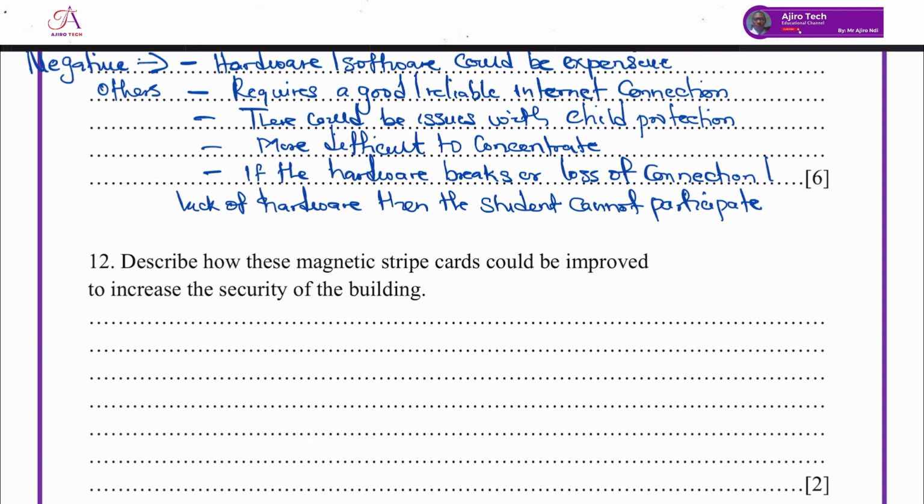Okay, so this is the last question, right? Describe how these magnetic stripe cards could be improved to increase the security of the building. Okay, so how can we use magnetic stripe cards? Essentially, we're talking about authentication methods, and the whole idea of the magnetic stripe card is they have magnetic stripes on the reverse of them, right? The stripe is read by swiping it through the card reader, and the data such as your name, your ID, your date of birth are contained on the magnetic stripe when used as a security device to allow entry to a building.